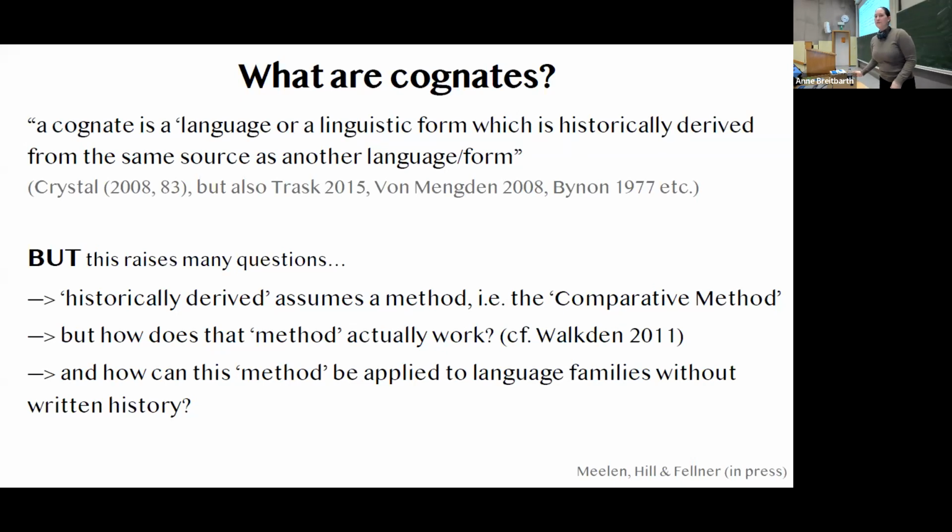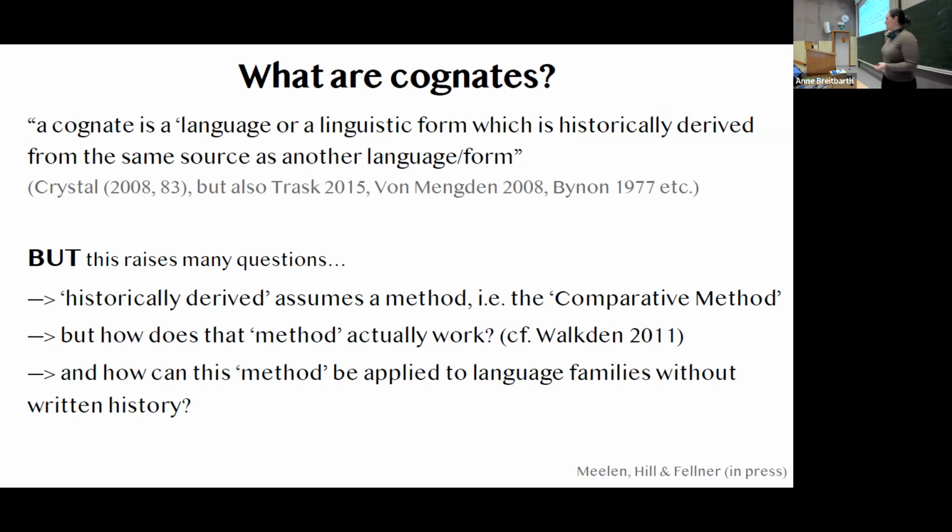So, of course, now we come to, let's say, the comparative method tradition. But the problem with the comparative method is that it's based on cognates, and it's not exactly clear what cognates are, even though you've probably all read some sort of historical linguistic introduction where it says this is what cognates are. For instance, a cognate is a language, so that's one thing, or a linguistic form which is historically derived from the same source as another language or form.